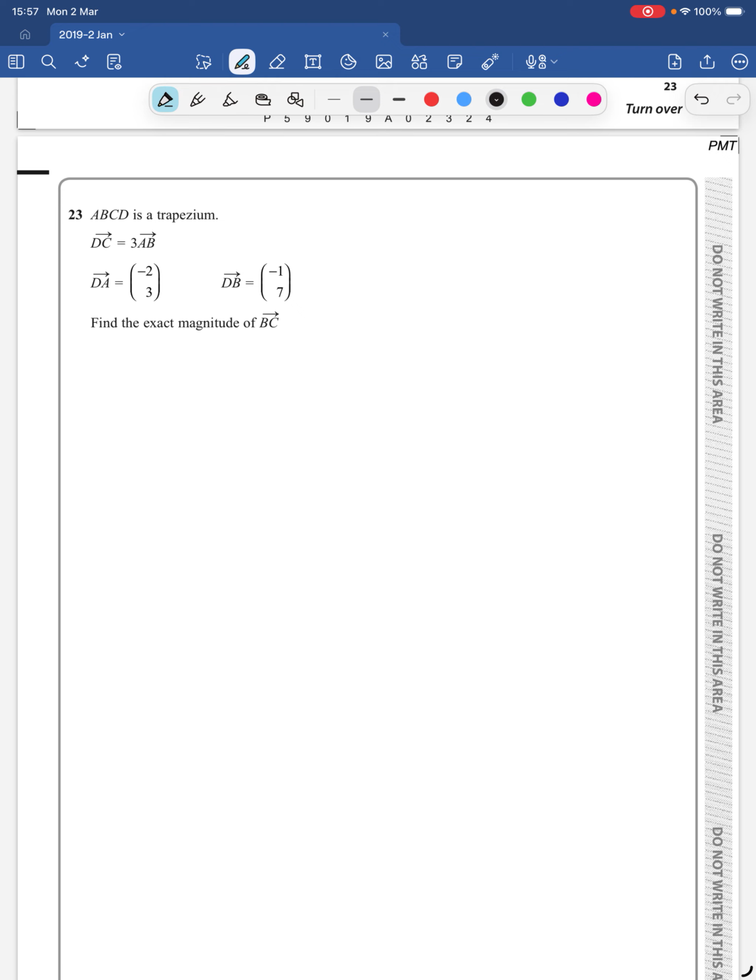ABCD is a trapezium. DC equals 3AB. So we've got one vector being a scalar multiple of another there, which tells us that they're parallel. DA is (-2, 3). DB is (-1, 7). Find the exact magnitude of BC.